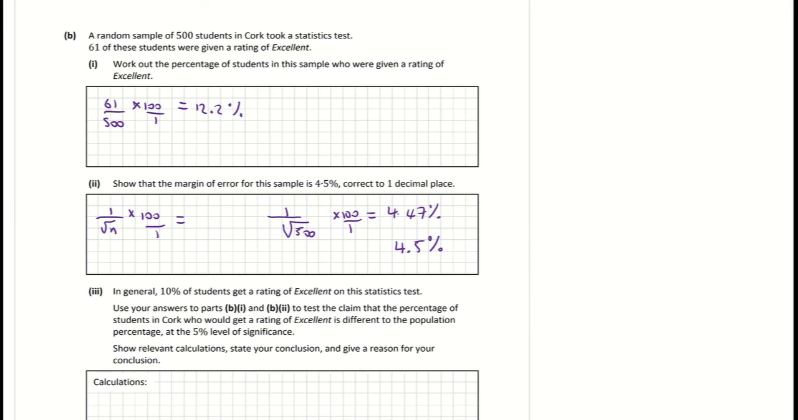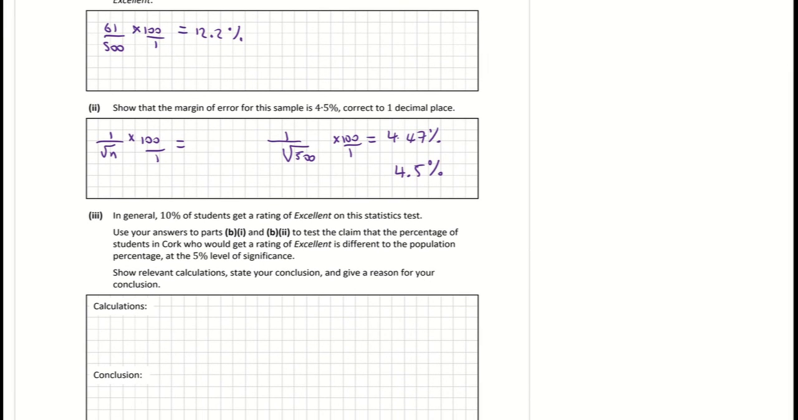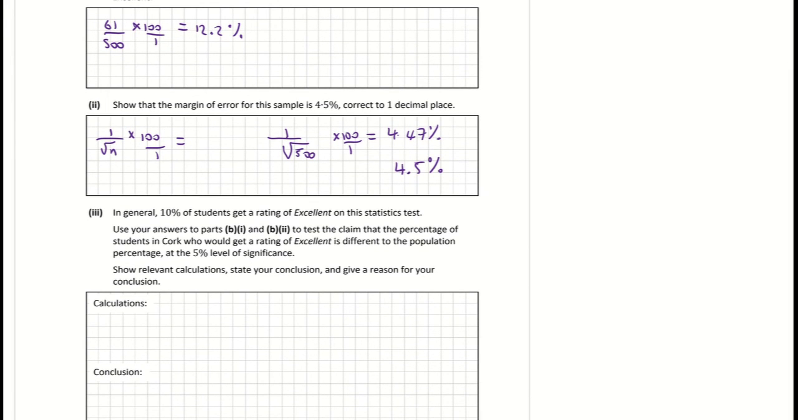B part 3, use your answer to B part 1 and B part 2 to test a claim that the percentage of students in Cork who would get a rating of excellent is different to the population percentage at a 5% level of significance. So my calculation is going to be my confidence interval for the population proportion. So that's going to be my P hat minus my 1 over square root of n is less than or equal to P, which is less than or equal to P hat plus my 1 over square root of n.